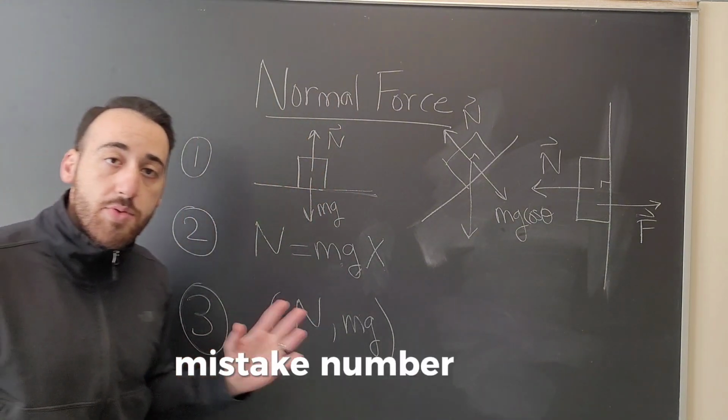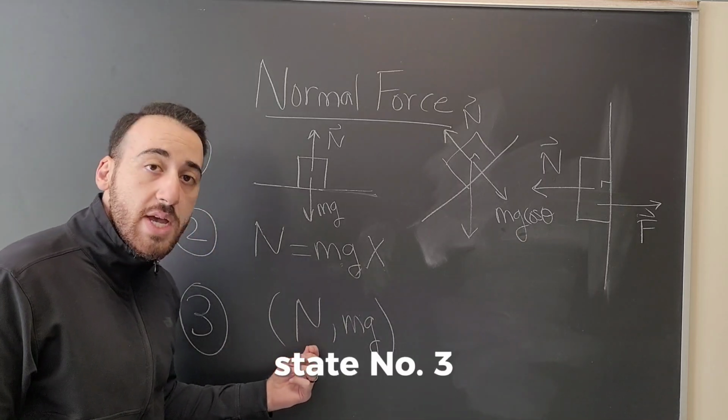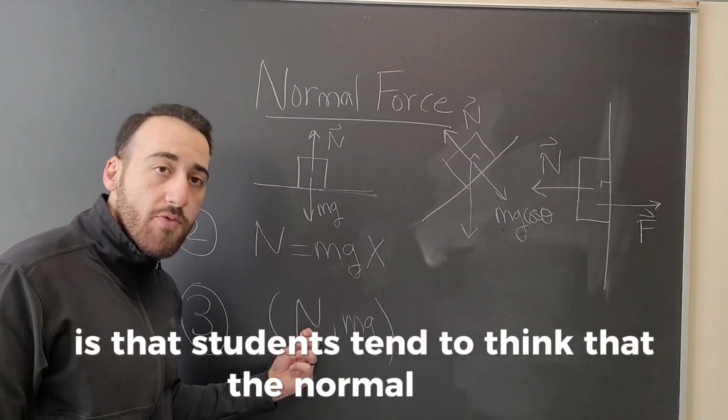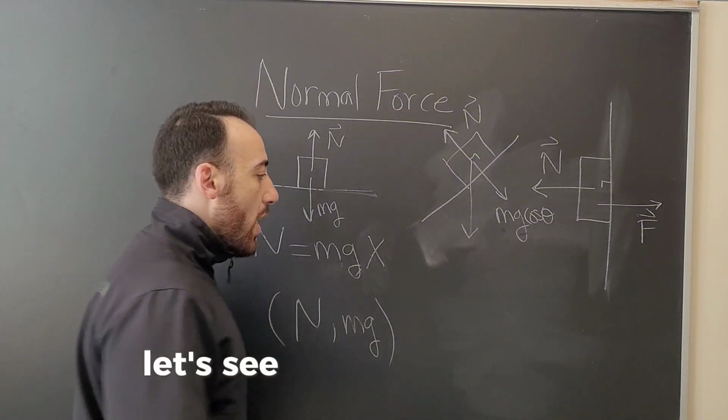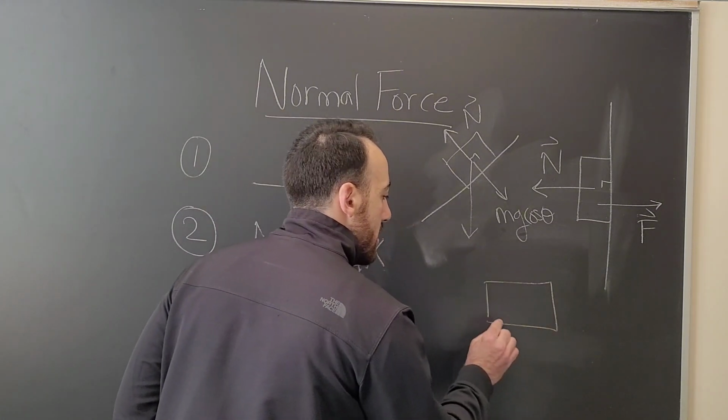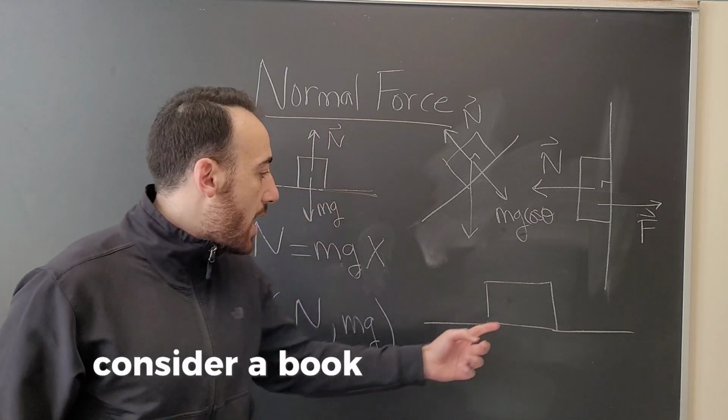Let's see mistake number three. Mistake number three is that students tend to think that the normal force and the weight on an object are Newton's third law pairs. Let's see why that's wrong. Consider a book lying on a table.